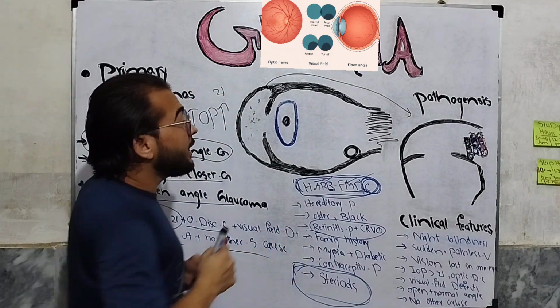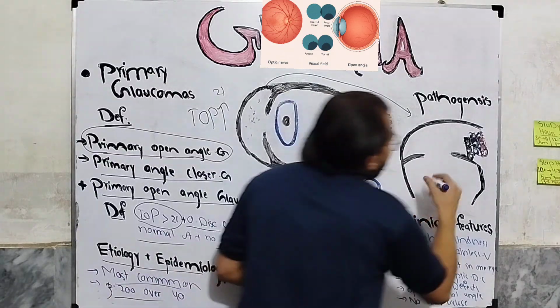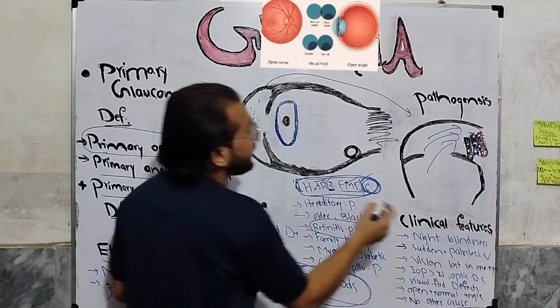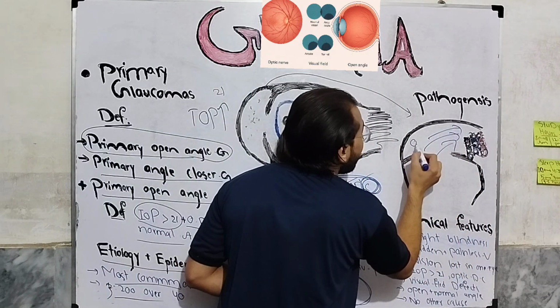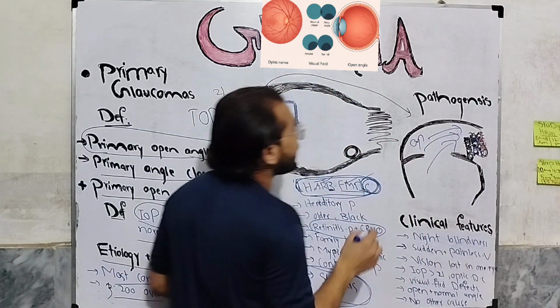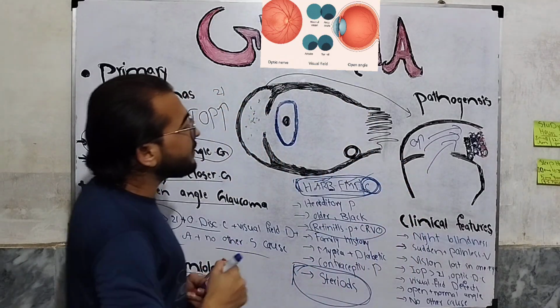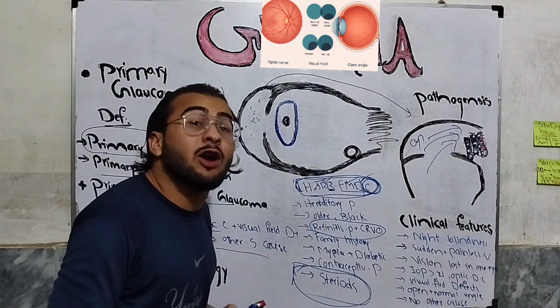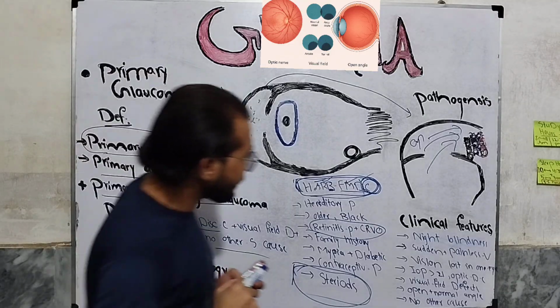It will derange the outflow of the aqueous humor, and it results in increased intraocular pressure. So IOP will be increased. This is the pathogenesis of primary open-angle glaucoma because of these multiple etiologies.